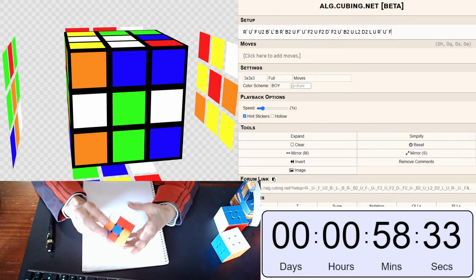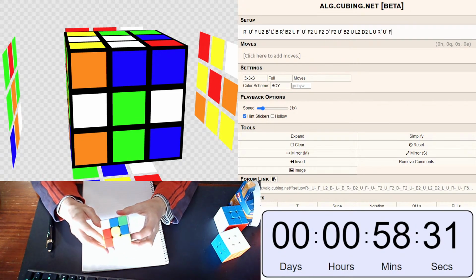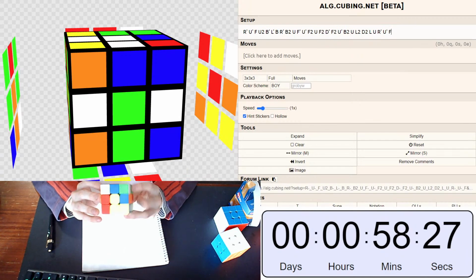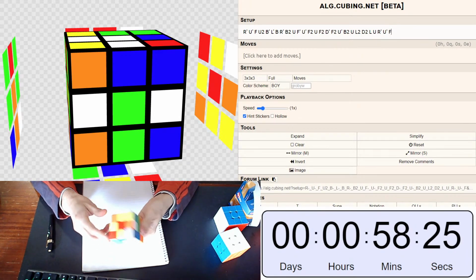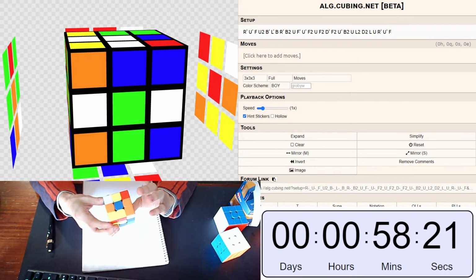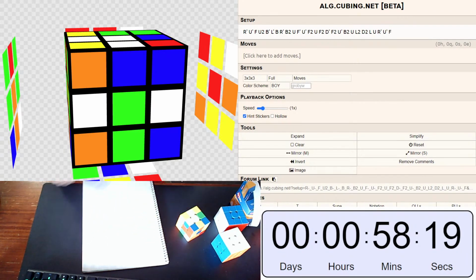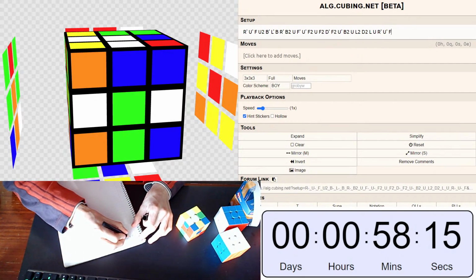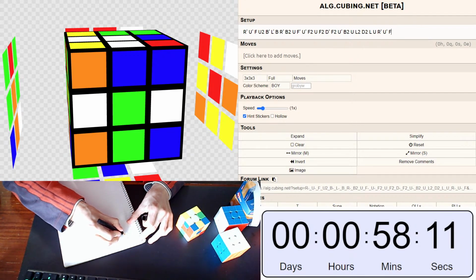I have 4 bad edges. So I can solve those bad edges with U' D B. That's my first EO. U' D B. I can also do it with U' D B'.